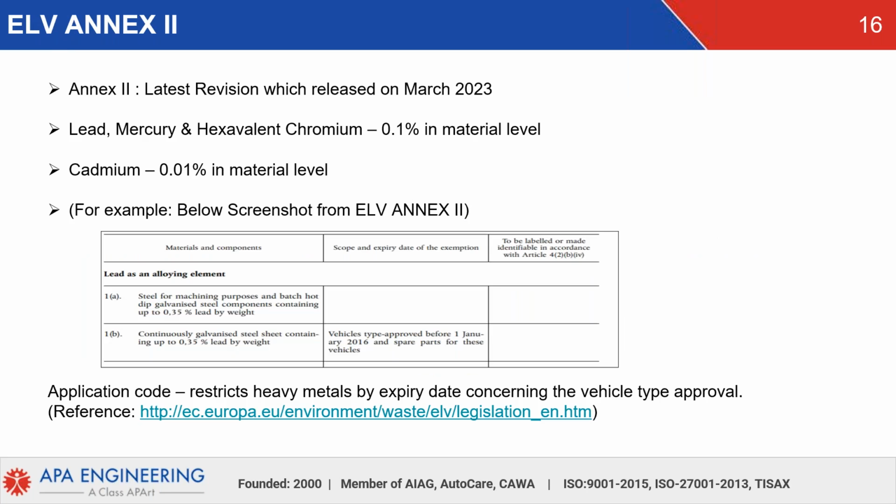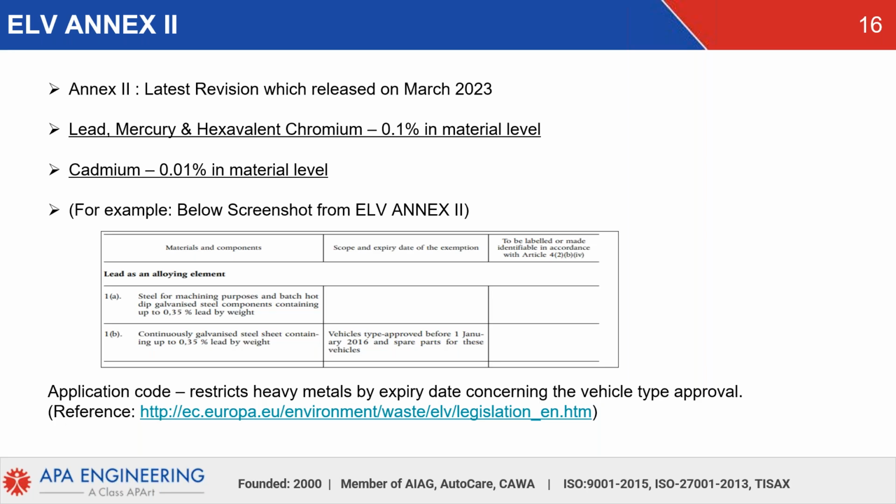In the ELV directive, Annex 2, whose latest revision was released in March 2023, sets strict limits on the usage of certain substances in vehicles. Let's take a closer look at these restrictions. This annex suggests that the use of lead, mercury, and hexavalent chromium should not be more than 0.1% at the material level, and the usage of cadmium should not be more than 0.01% at the material level.